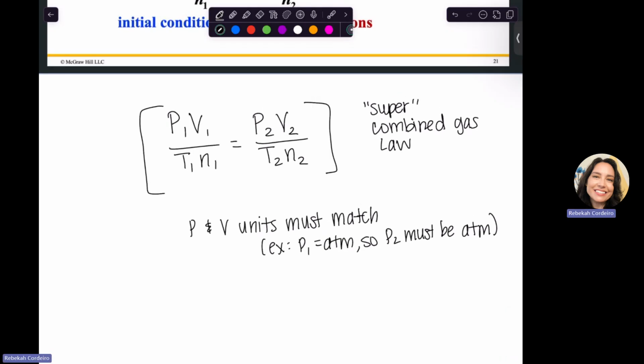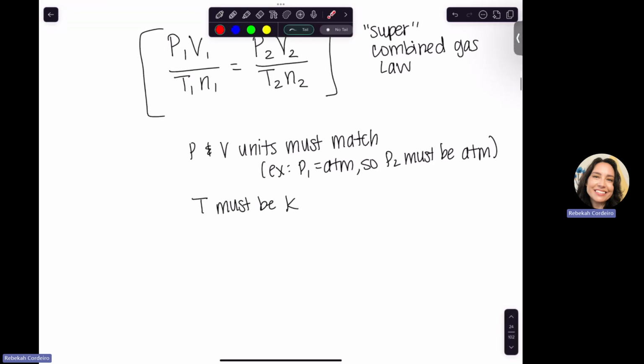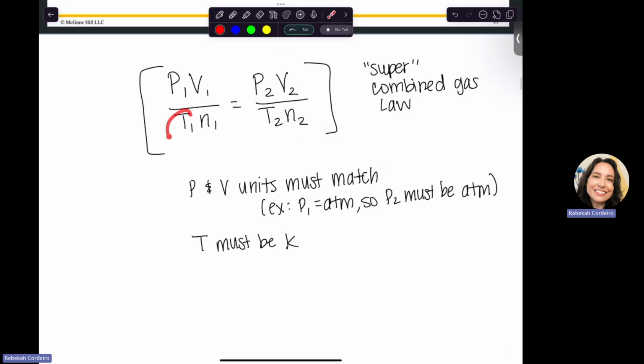V1 could be milliliters as long as V2 is also milliliters, so they match on each side. T must be in Kelvin. We have to be in Kelvin because Celsius of 0 is a very real thing. Can we divide by 0? No. So we need to make sure that we are using units that will actually work. And then n must be in moles. So you might be given mass, but you must convert to moles.